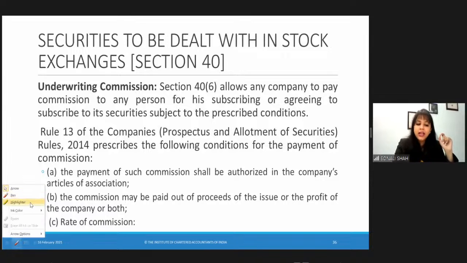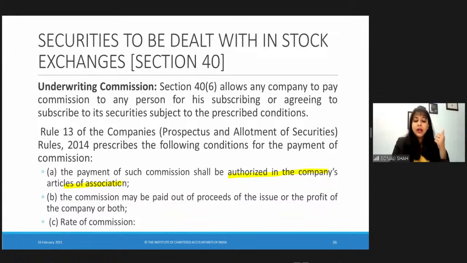So section 40 tells you that it is allowed to pay the commission to such a person. Rule 13 prescribes the conditions for the payment of commission. So the first condition here is the payment of such commission shall be authorized in the company's articles of association. So the first requirement is authorization in the articles of association of the company. If the articles of association do not authorize, they will not be able to pay the underwriting commission.